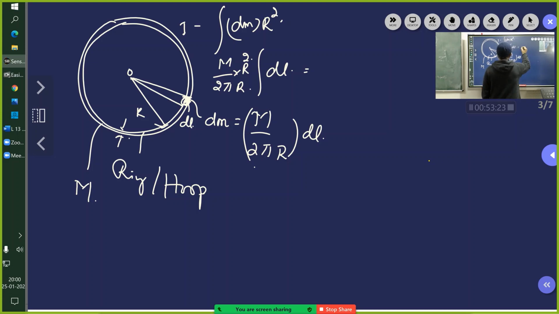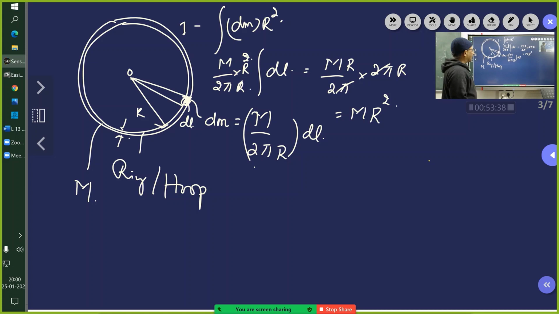Isn't it? So here this r is cancelled. So you get here m r by 2 pi into 2 pi, you will get here m r square. You don't have to do r theta here. Okay, you can directly do it like this.